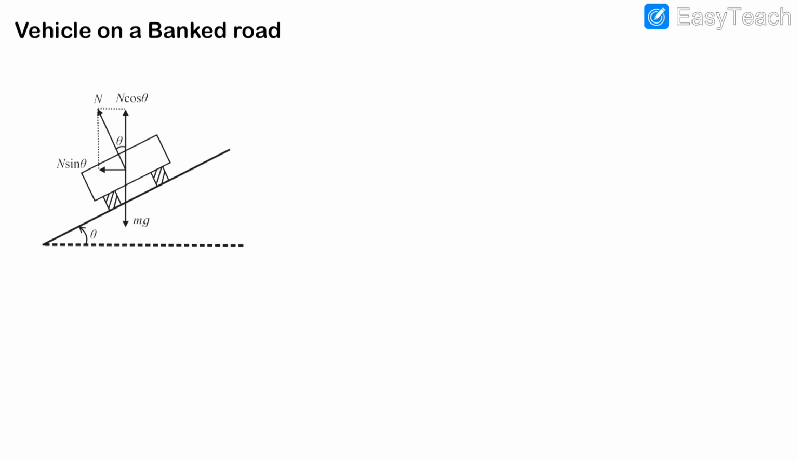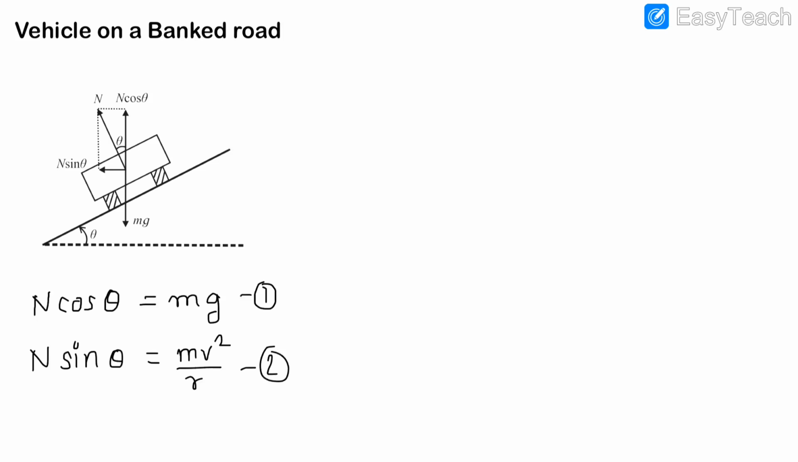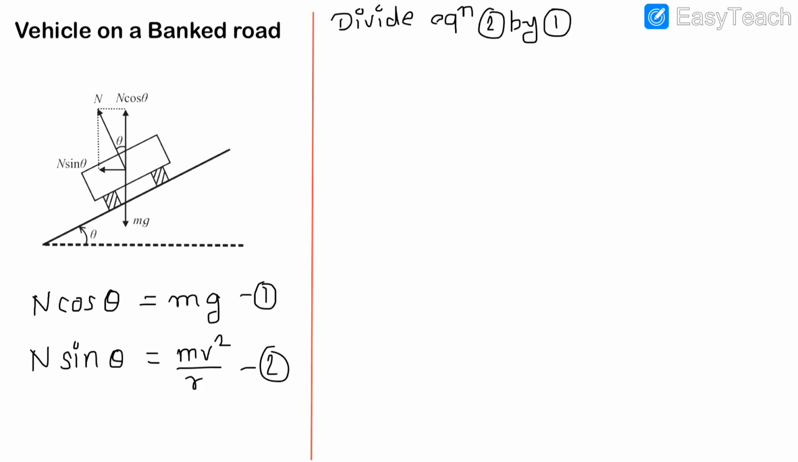After resolution of the vector, I got N cos theta and N sin theta. Here N cos theta balances the weight of the vehicle, that is mg, and N sin theta provides the necessary centripetal force. So I am writing N cos theta is equal to mg, equation number 1, and N sin theta, which provides the necessary centripetal force, that is m v square divided by r, equation number 2.